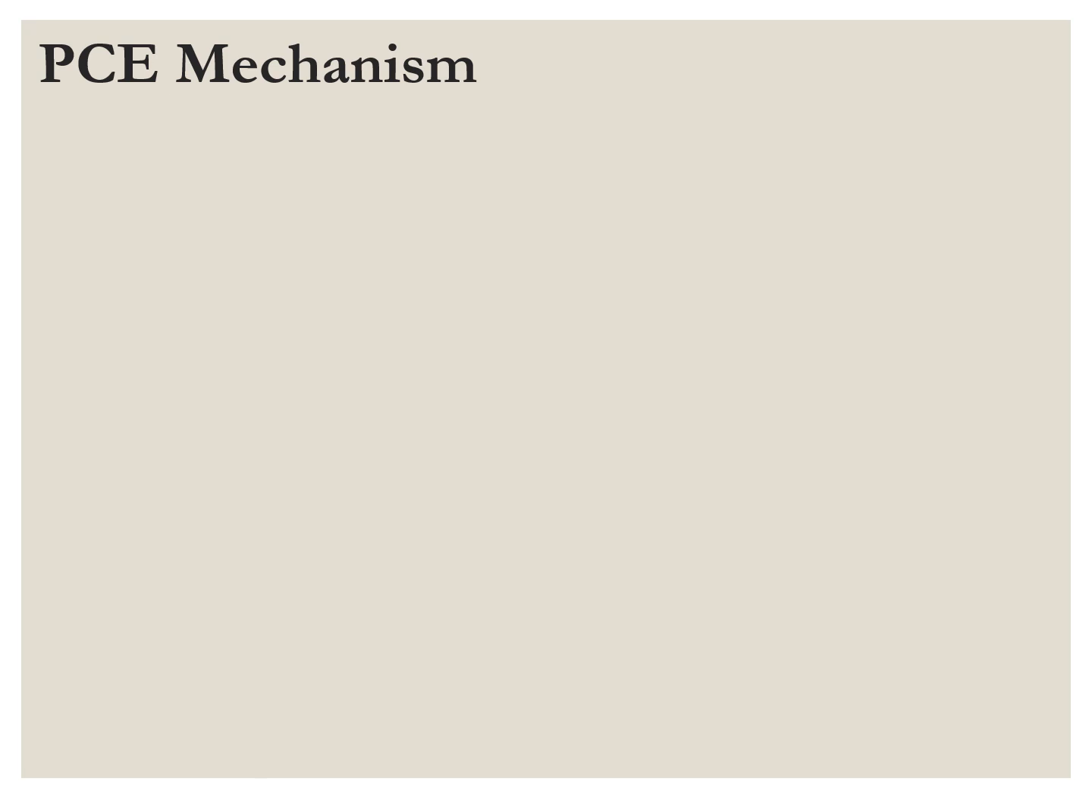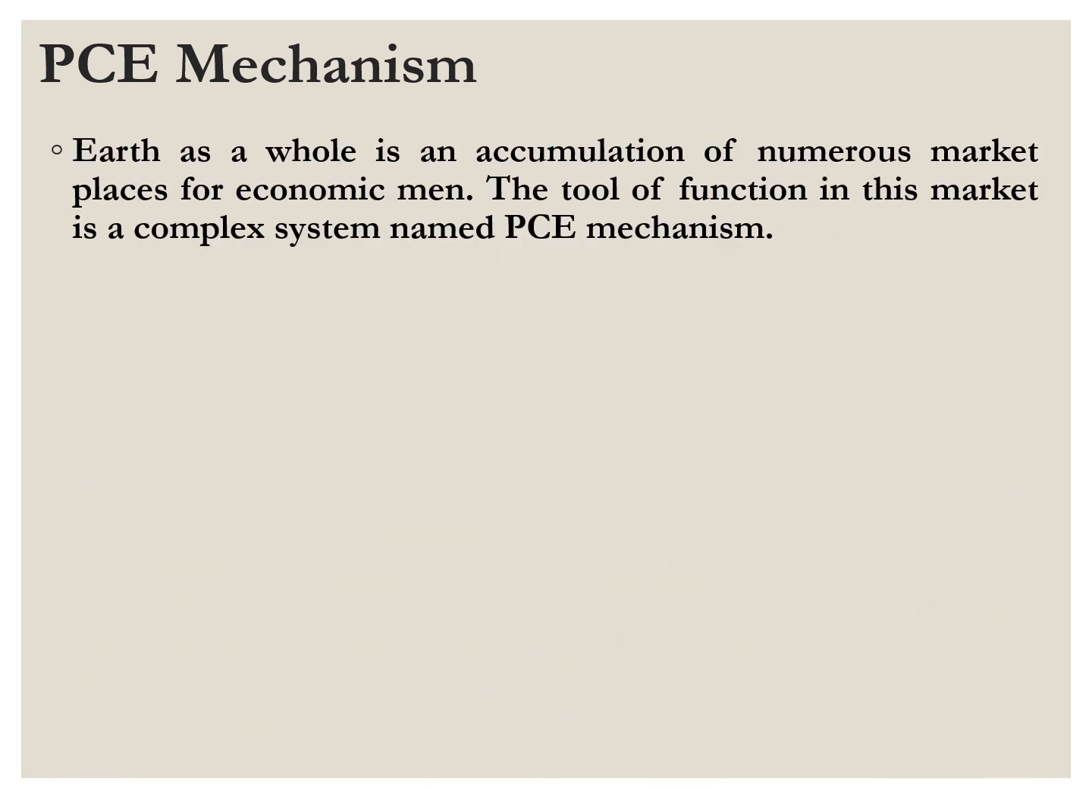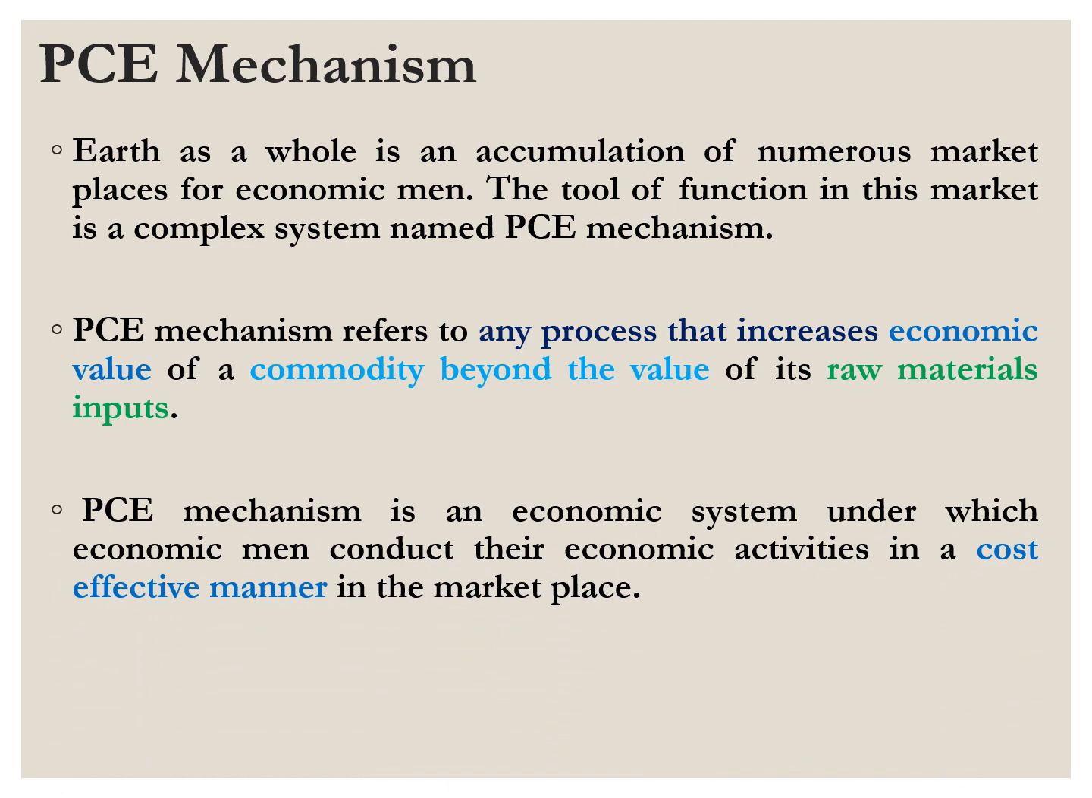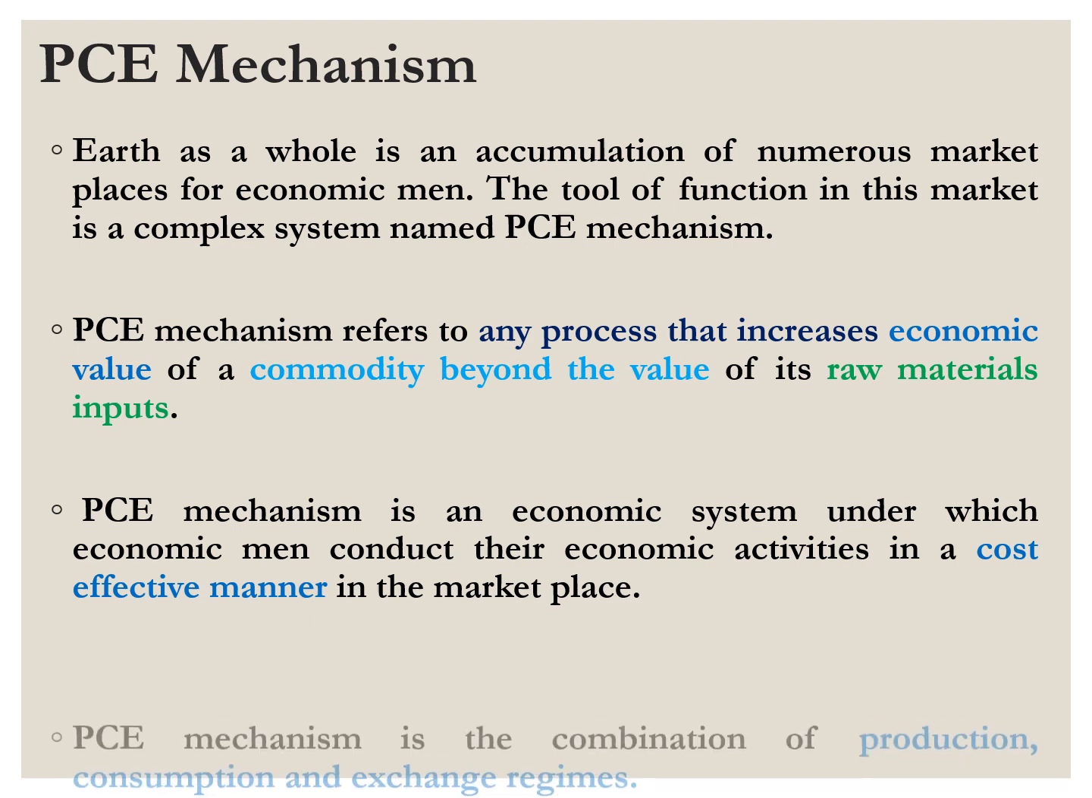PCE mechanism. Here P stands for production, C for consumption, and E for exchange mechanism. Earth as a whole is an accumulation of numerous marketplaces for economic men. The tool of function in this market is a complex system known as the PCE mechanism. It refers to any process that increases the economic value of a commodity beyond the value of its raw material input. PCE mechanism is an economic system under which economic men conduct their economic activities in a cost-effective manner in the marketplace.